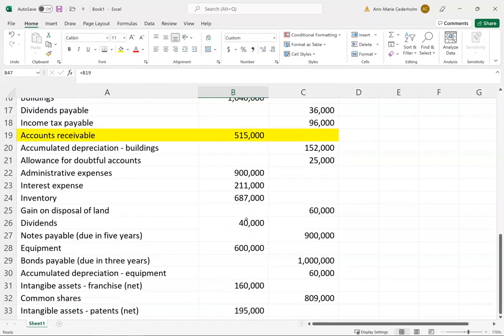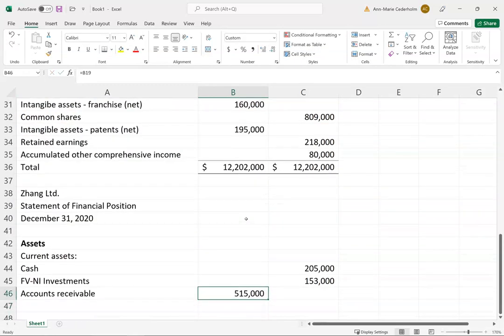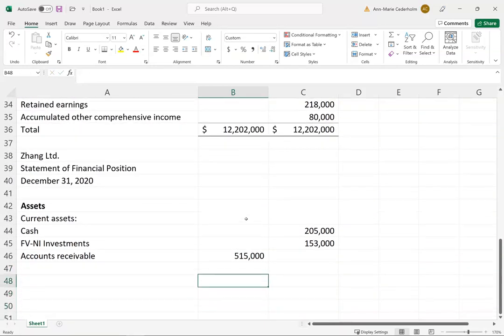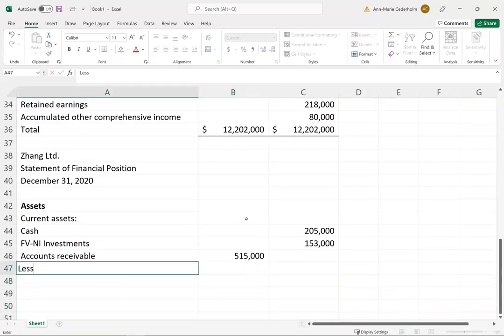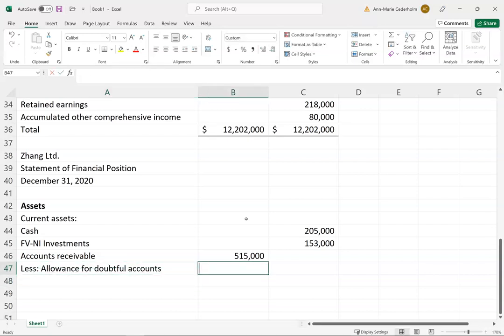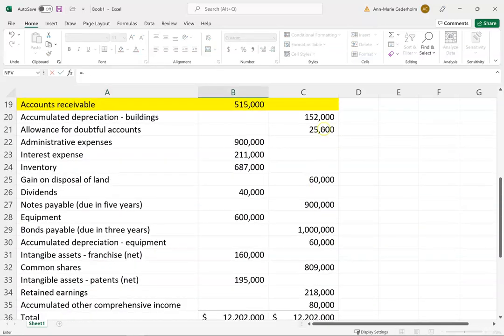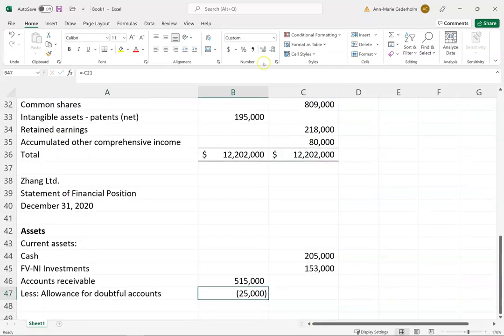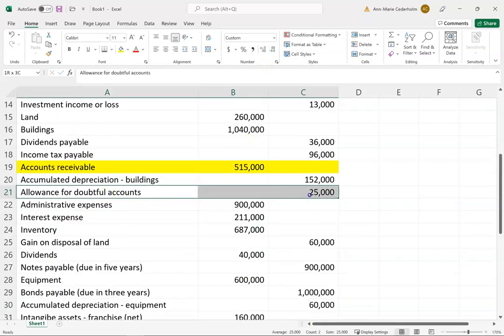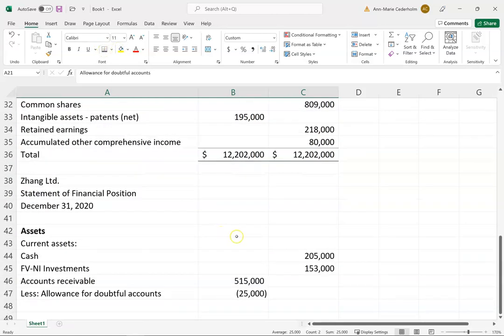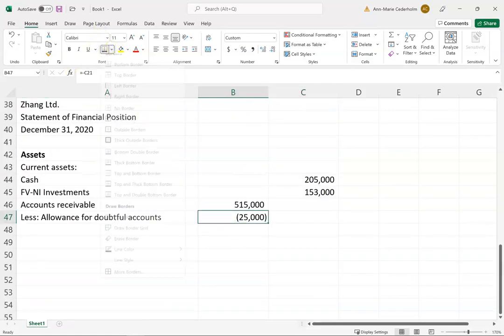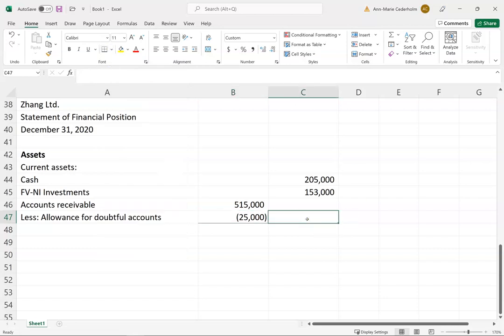Now, what they've done here is they listed the allowance for doubtful accounts separate. So this is a contra asset account. So what I'm going to do is subtract this from my accounts receivable gross amount. And that's this $25,000 right there. And that's why I put it in a different column, because I wanted to just add those two together. And then I can bring that over. So then my net accounts receivable will be the $490.